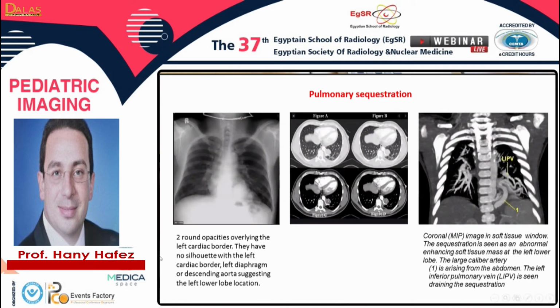Pulmonary sequestration. Here on plain X-ray is a rounded opacity seen at the left lower lung zone. On CT scanning, there is a soft tissue lesion or consolidation. That's angiography: the vessel is arising from the abdomen. The left inferior pulmonary vein is seen draining the sequestration.